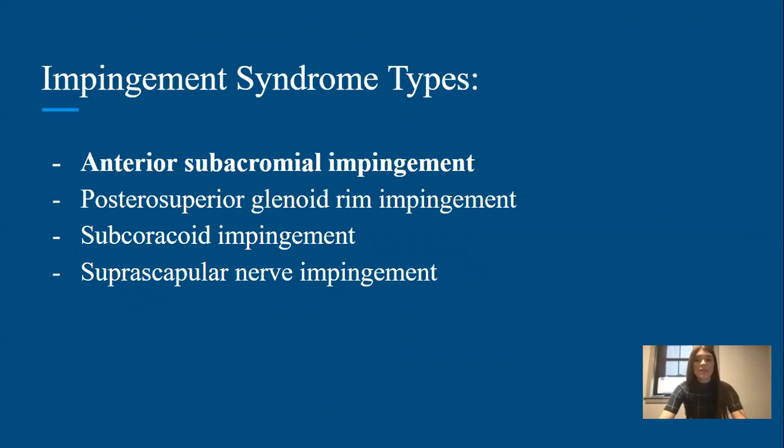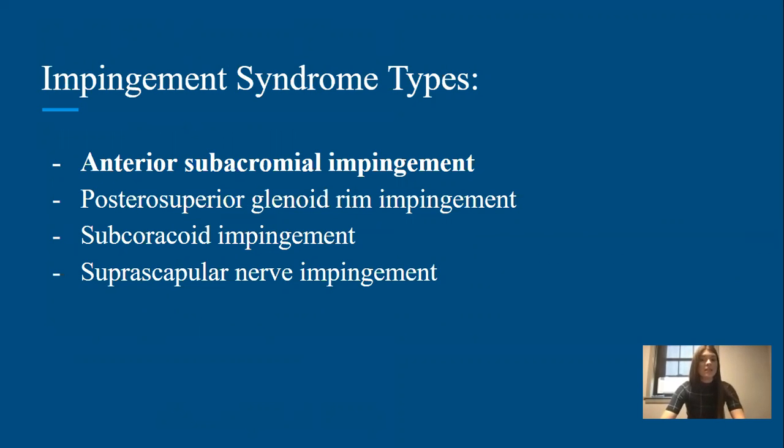There are 4 common types of shoulder impingement syndrome. Those types are anterior subacromial impingement, posterior superior glenoid rim impingement, subcoracoid impingement, and also suprascapular nerve impingement. And the potential cause of each type differs. And we're actually going to cover those really quickly.